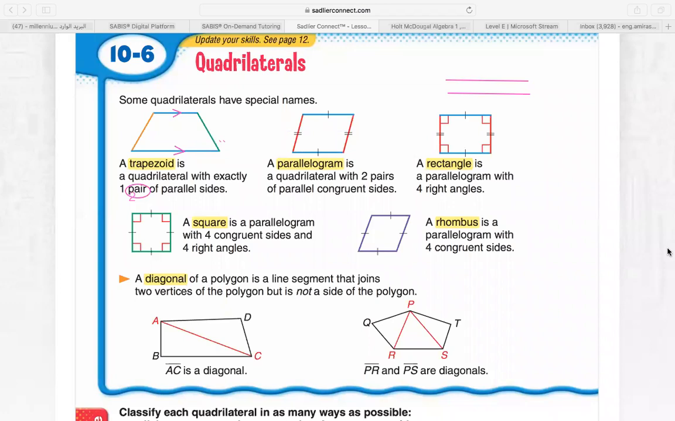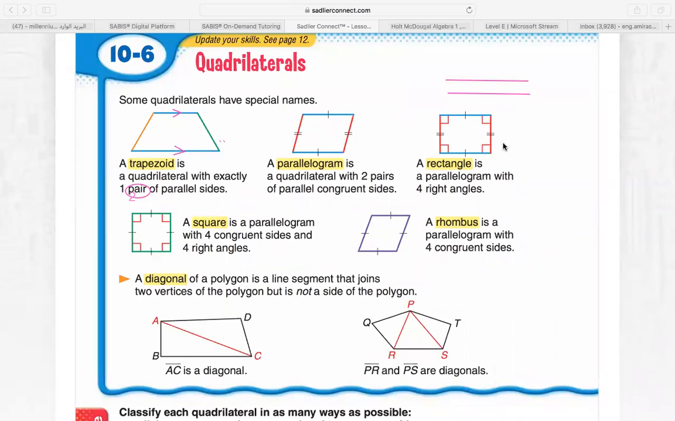And the red are parallel and they have the same length. Okay? What about the rectangle? A rectangle is a parallelogram with 4 right angles. So the two blue are parallel and have the same length. The two red are parallel and have the same length. And they have 4 right angles.